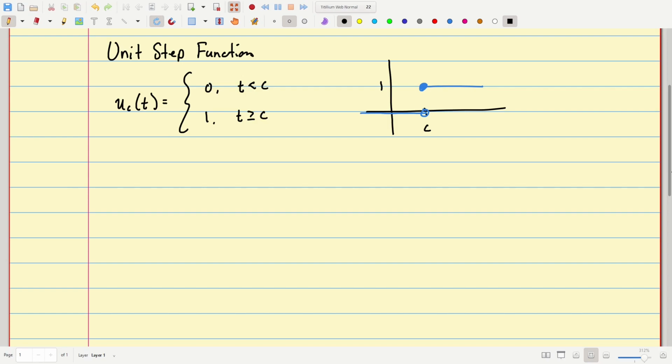Now, if we need the jump to be bigger, we multiply by a number. Okay, so you just take alpha times u_c of t, and then instead of the size of the jump being equal to 1, the size of the jump is equal to alpha.